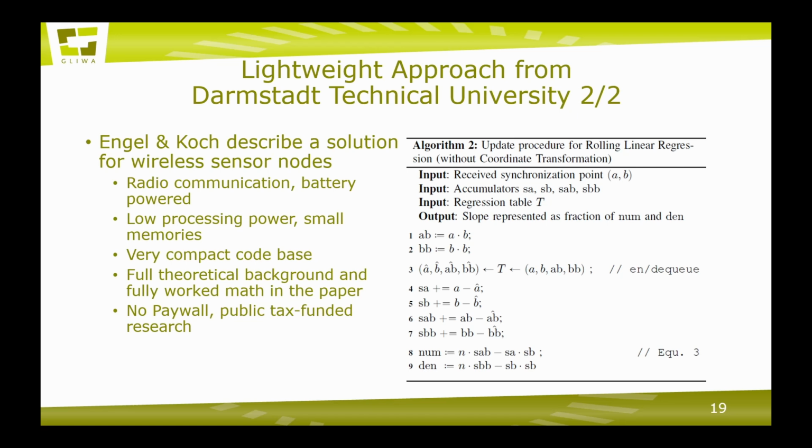The full theoretical background and the worked out math is available in the paper. The paper is available for free on the university's website. No paywall. It's public tax-funded research and can be easily found by just searching for the authors and the title or using a search system for academic papers. Now, employing the techniques from that paper on a low-cost microcontroller, as we've seen before in the drift situation over a prolonged period of time, how does it look? What can it achieve?